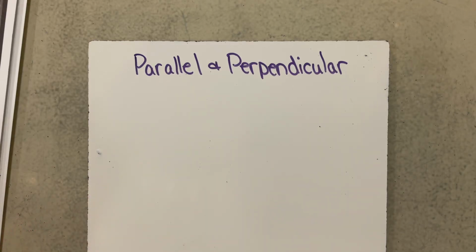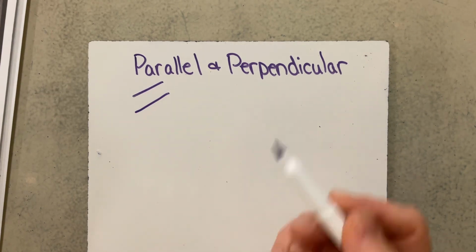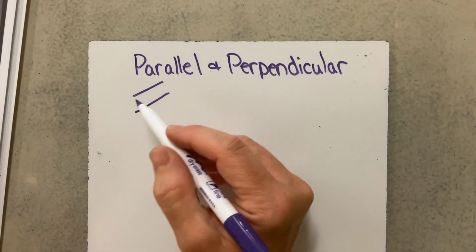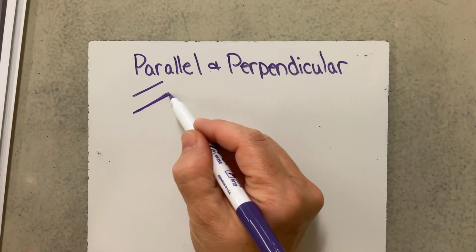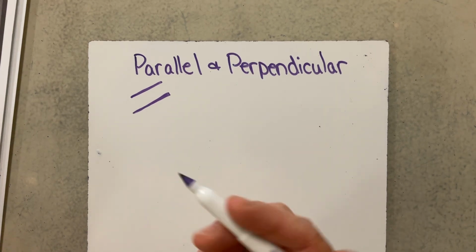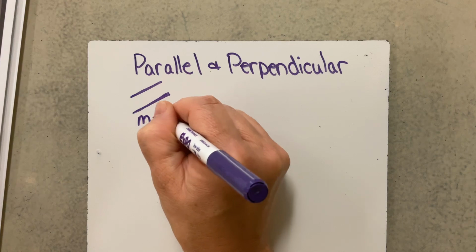Alright, we are now going to write an equation for parallel lines and perpendicular lines. Parallel lines are the train tracks. They never come together. They never intersect. Their slopes, if you notice, look to be the same, and that's exactly true. Their slopes, when they're parallel, are the same.